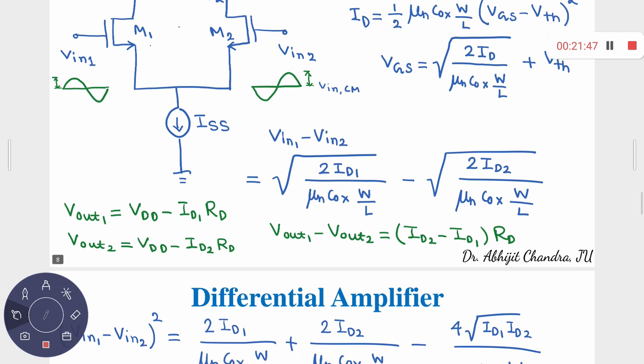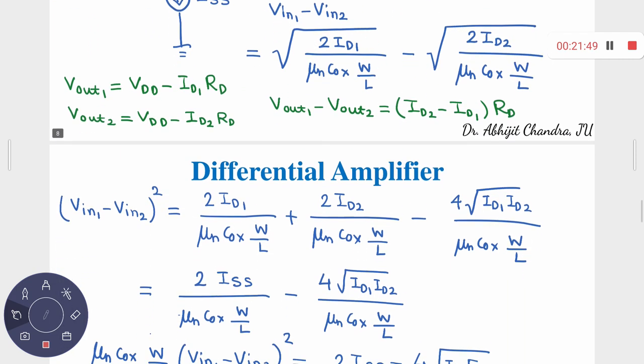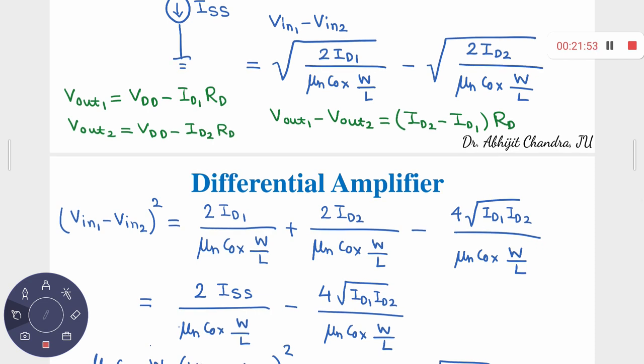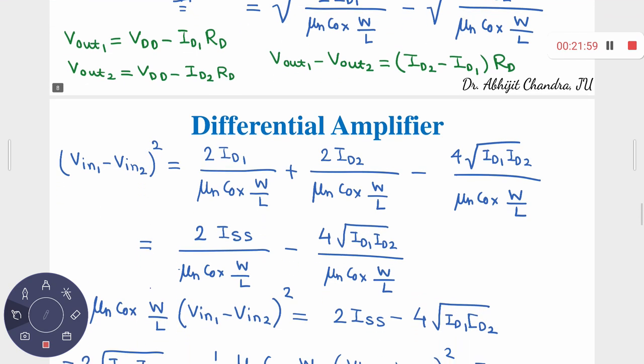Don't be afraid of this expression. V in 1 minus V in 2, we already have the square root of this one, twice ID 1 by this minus twice ID 2 by this. Squaring both sides, what do we get? This one, twice ID 1 by this, twice ID 2 by this, minus this one. Okay, A minus B whole square.